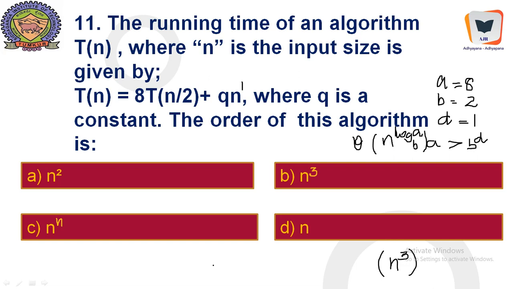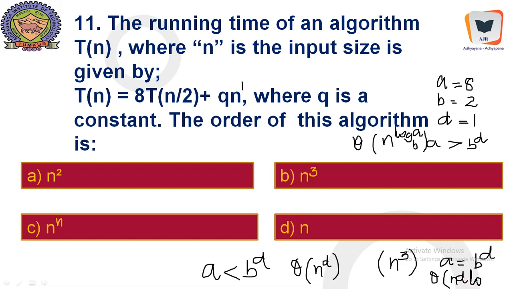If A is less than B to the power of D, if this is the case, then the complexity is directly written as n to the power of D. Okay, it belongs to big theta of n to the power of D. On the other hand, if A equal to B to the power of D, then it falls under big theta of n to the power of D log n. Okay, this is the case.